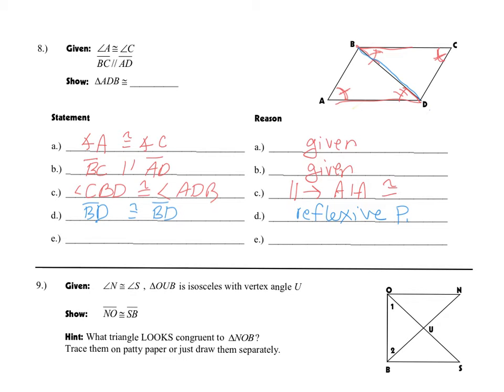If we look now at what we have here, we have an angle, we have an angle, and then we have a side. And so we are going to be able to say that triangle ADB is congruent to triangle CBD, and that is going to be by angle, angle, side.